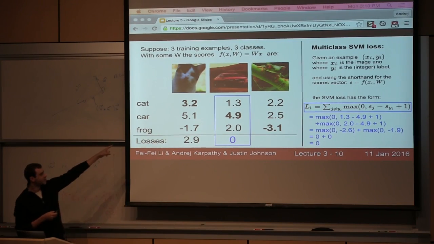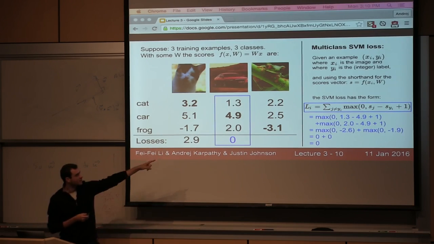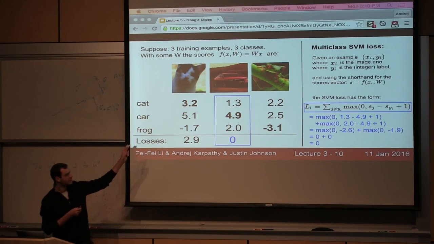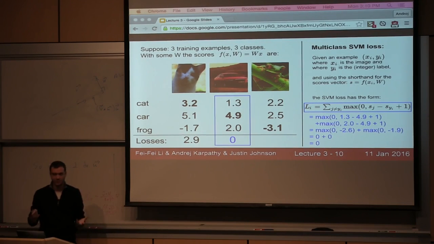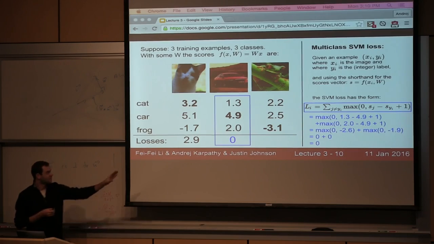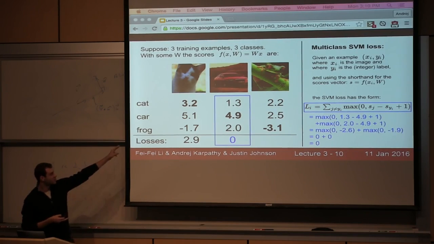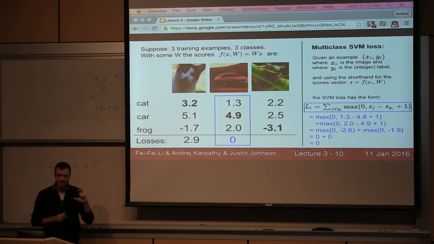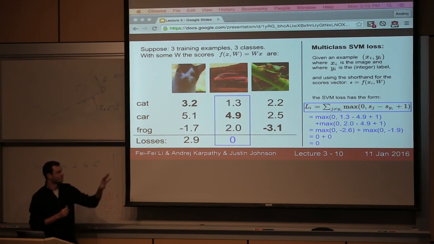We're comparing the cat score to the car score. So we get 1.3 minus 4.9, add a safety margin, and the same for the other class. When you plug it in, you end up with a loss of 0. The loss of 0 intuitively is because the car score is higher than all the other scores for that image by at least 1. That's why we got 0 loss. The constraint was satisfied, and so we get 0 loss.